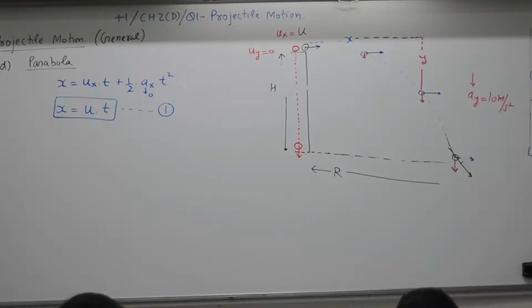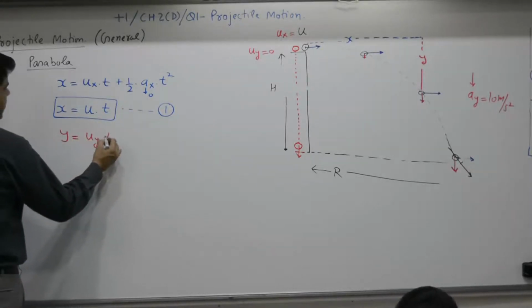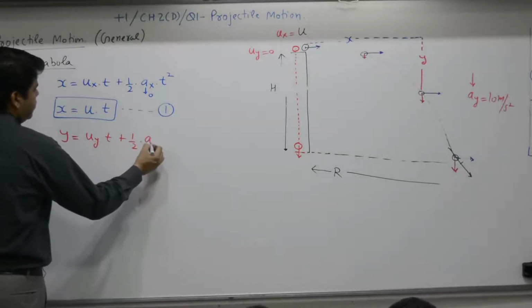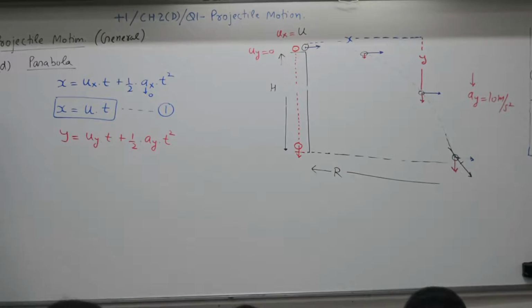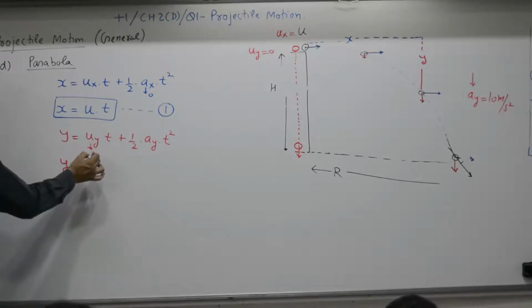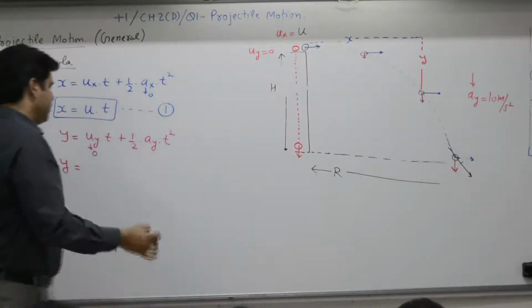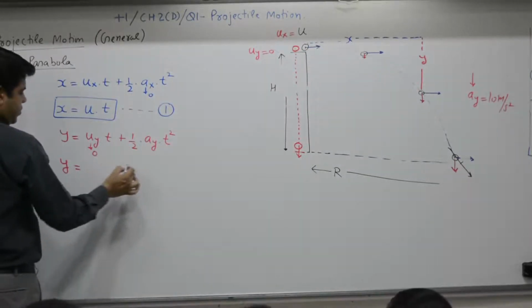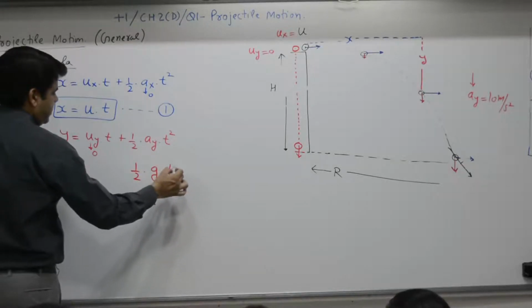Y, only magnitude. Formula, y is equal to uyt plus 1 by 2 ay t square. Y is equal to what? Uy is what? 0. There is no vertical component. Initial vertical component is 0. So this part is 0. Second part is 1 by 2. Ay is equal to what? g t square.